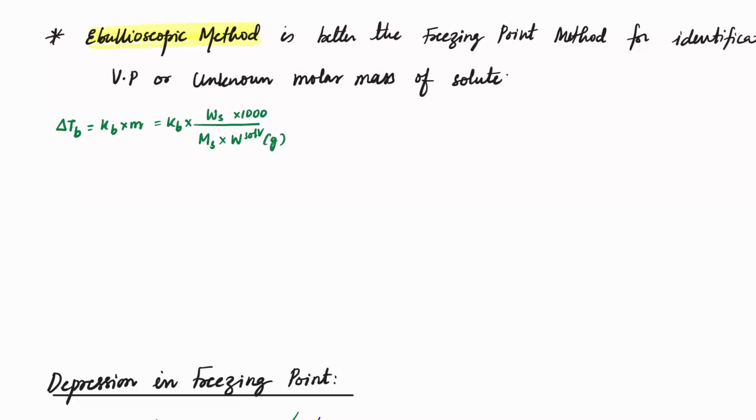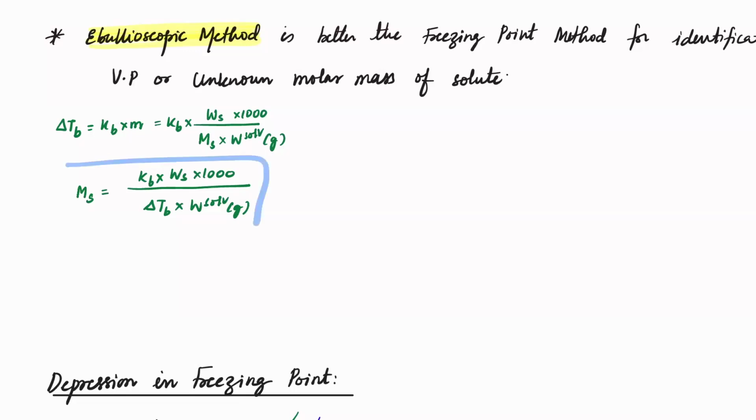Okay. Now bring this back onto the left hand side. So Ms, the molar mass of the solute, the unknown element, will be equal to Kb into Ws into 1000 divided by delta TB into weight of solvent in grams. So this way we will be able to figure out the molar mass of the solute. Clear, everybody? So whenever we want to know the unknown molar mass, this is one easy way out. Okay.